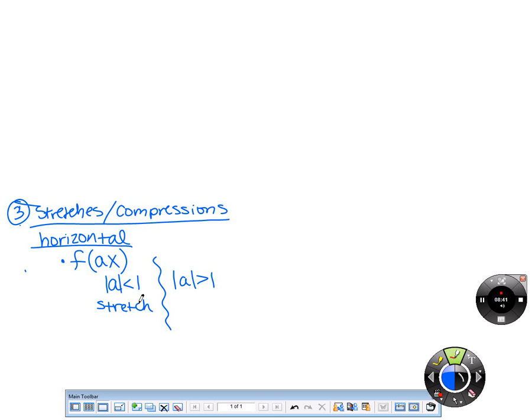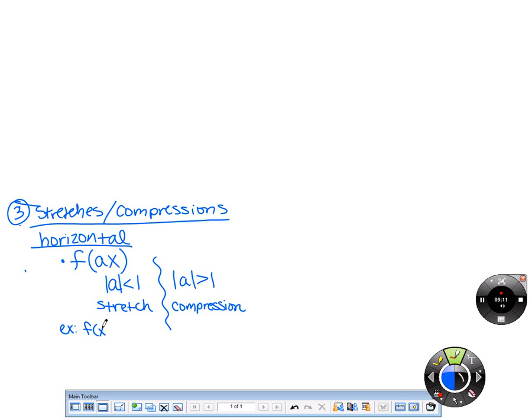1/2. So now it's happening faster. It's reaching this height earlier than it did before. So all of a sudden you're going to see the height happen faster, the lines be steeper, or a horizontal compression. Okay. So when the number is greater than 1, horizontally we see a compression. Is this all right with everybody? Okay.